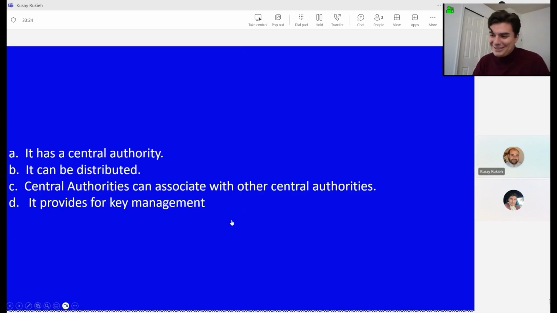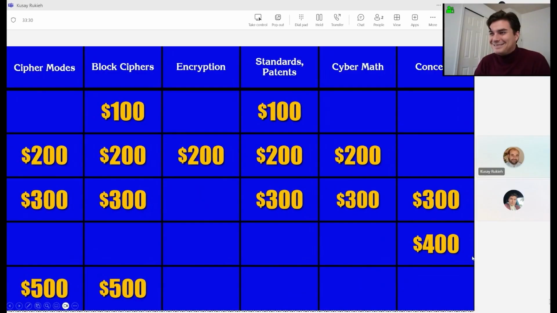Ah. Okay, I'm losing money here. Looks like I'm going to be owing you money. No, no money will be awarded, just FYI, by this game. All right, let's do encryption for $200.